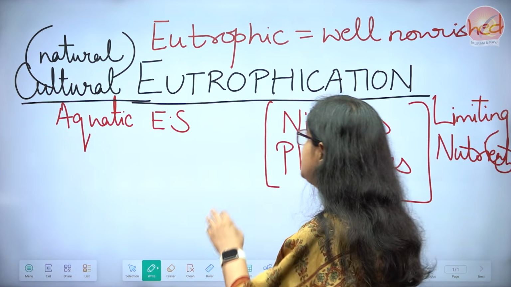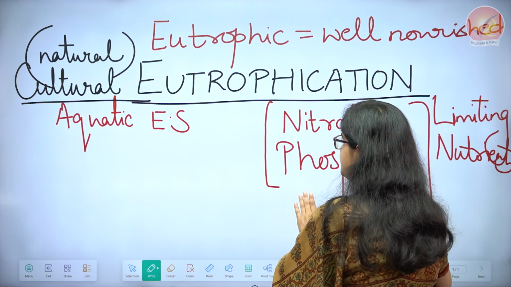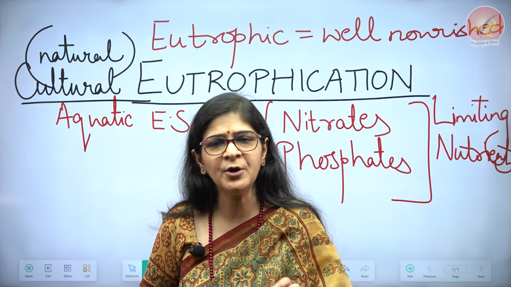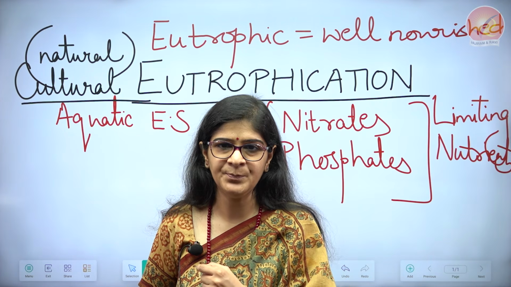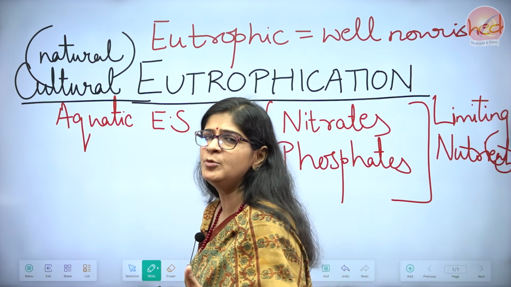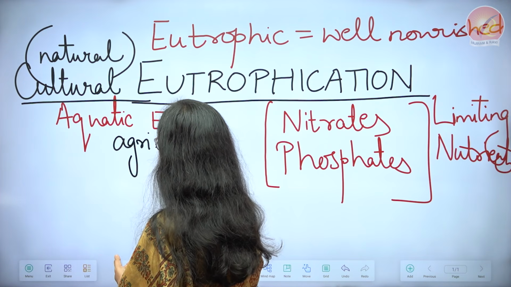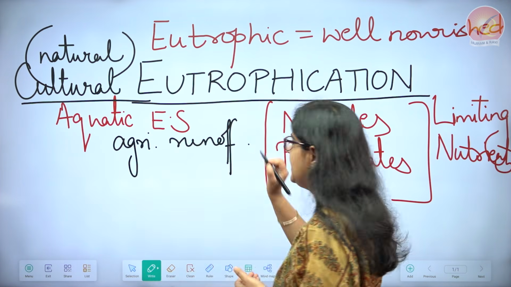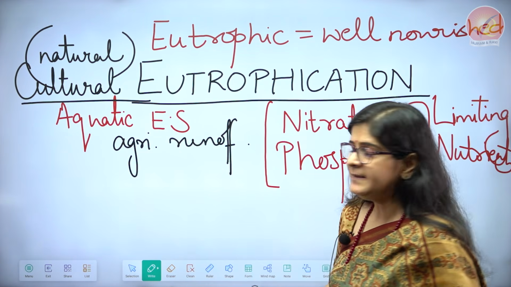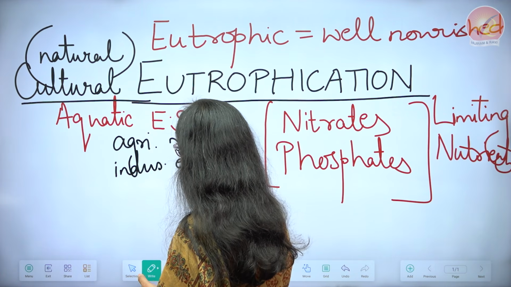Whenever these water bodies, these aquatic ecosystems, are well nourished with these limiting nutrients, we call it eutrophication. Cultural eutrophication happens because of human activities. And what type of human activities or pollutants released from human sources are responsible? The agriculture runoff will contain a lot of NPK, because it will contain traces of chemical fertilizers. Then the industrial effluents can carry along with them nitrates and phosphates.